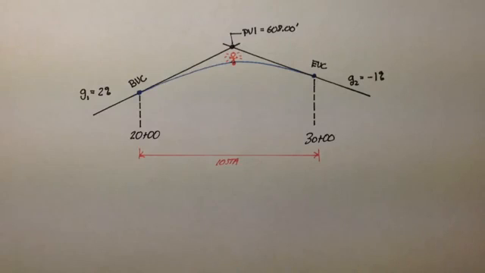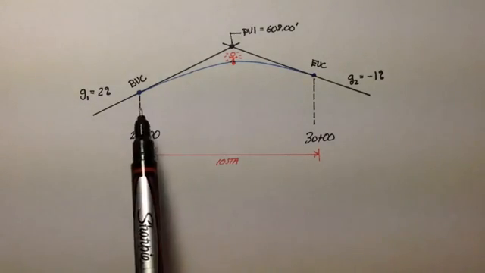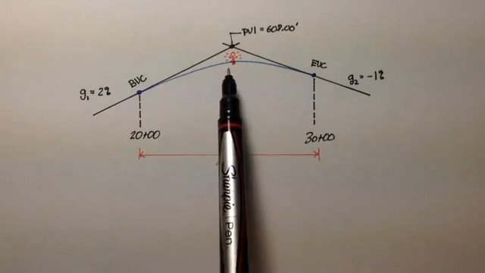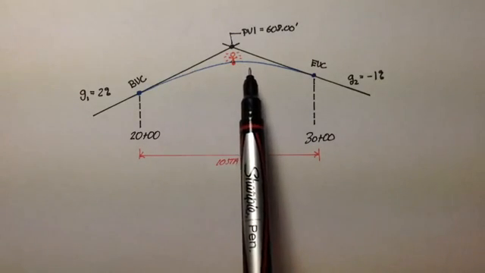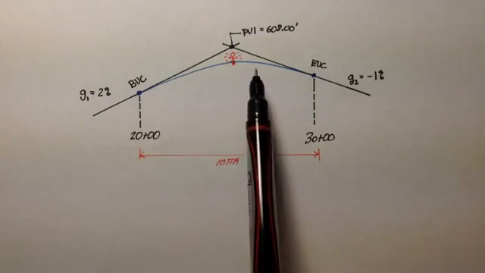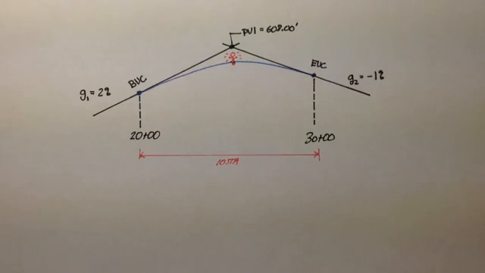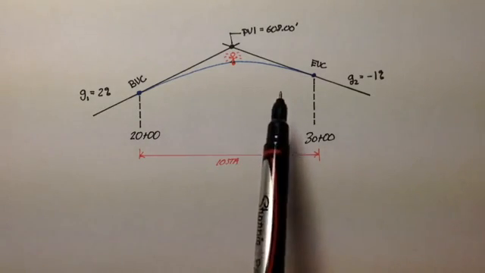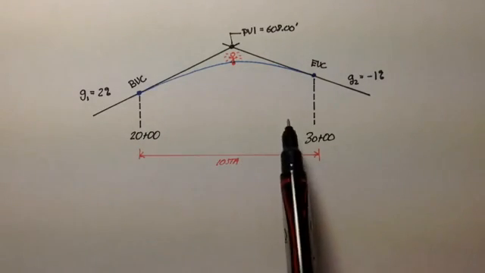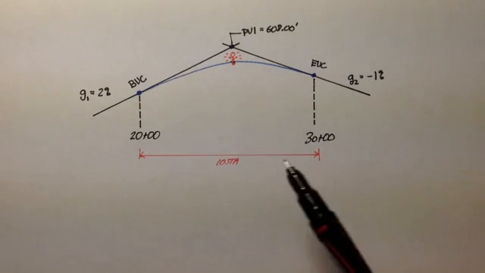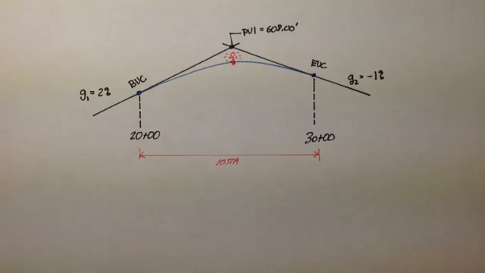The third thing we want to find out is where the highest point on this curve is located, and the last thing we want to find out is what the elevation of that highest point is. So we need to find the elevations of BVC, EVC, this point right here at the PVI, and also the elevation of the highest point on this curve. If you remember, in most vertical curves the highest point doesn't occur at the middle of the curve. In other words, the highest point is not always at the PVI. In this case, this is a crest curve, so we have a high point. If we had a sag curve, we'd have a low point.